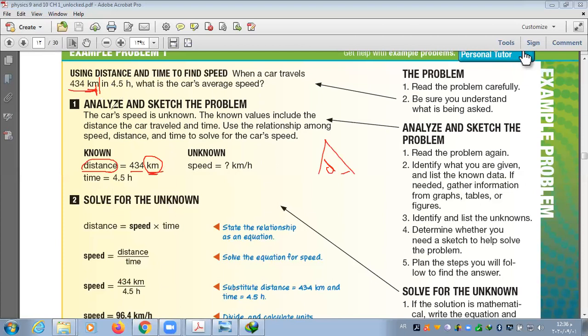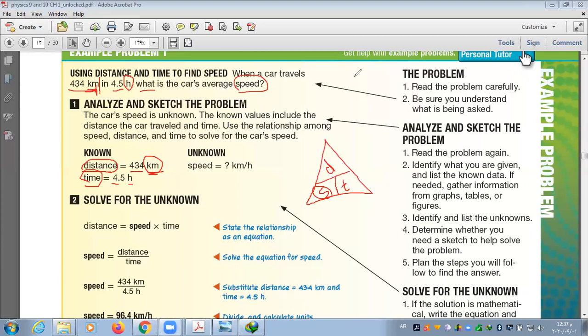Continue. In 4.5 hours. What is the measuring unit? Hours. So are we talking about speed or what? Time. Excellent. So hour is one of the measuring units of time. So the time is 4.5 hours. So he asked you about what? What is the car's average speed? Here he asked us to calculate the average speed. And from this magic triangle, we know that speed equals distance divided by time.